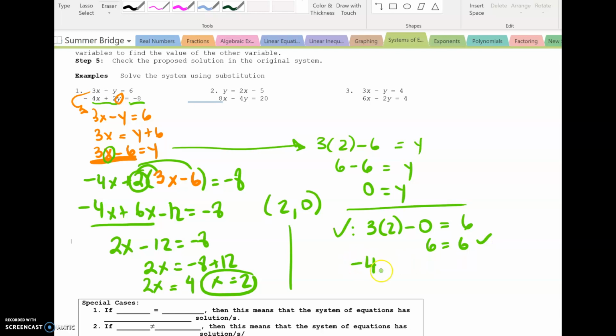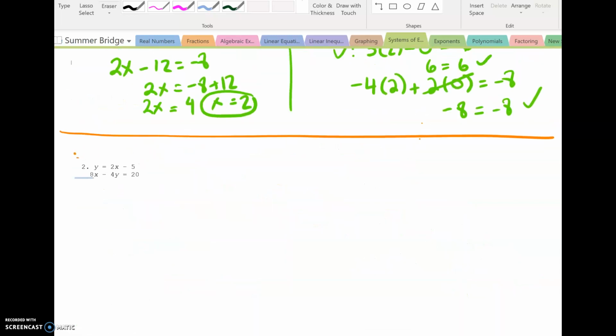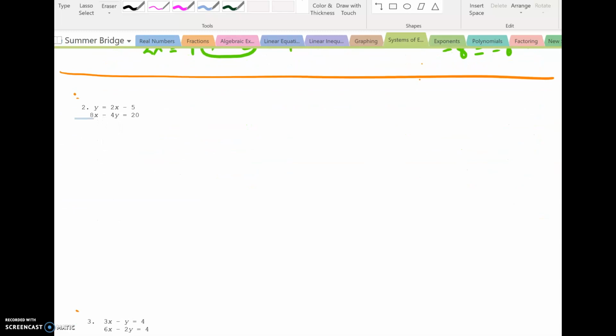So I have 4 times 2 plus 2 times 0, and that's supposed to be equal to negative 8. Well, that's going to disappear because 2 times 0 is 0. Negative 4 times 2 is indeed negative 8. So that does work, meaning to say that my solution is indeed 2, 0. All right, so let's go to our next example.